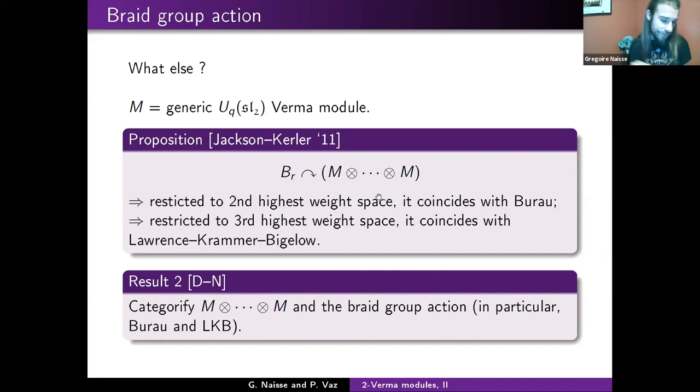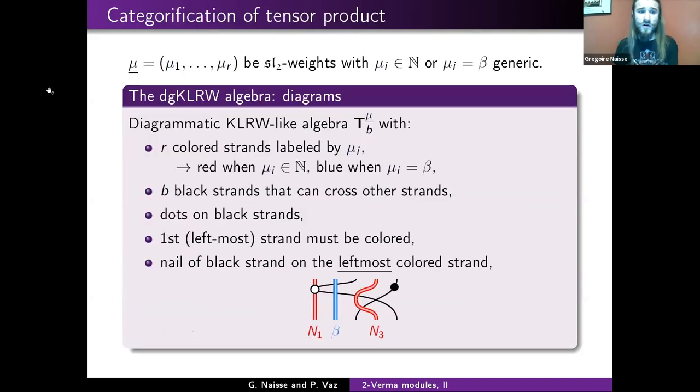And so now what I want to do is give you some explanation about how to do that more precisely. And so I want to explain to you, for a world premiere, how to do categorification of tensor products, but for all cases. So for this, we should first fix a string of highest weights, highest SL2 weights. So these are my mu i, and each one of them could be either dominant integral or generic. And so it means that I will categorify a tensor product, and each time mu i is dominant integral, the tensor factor is an integrable module, so a finite-dimensional irreducible SL2 module. And when it is generic, it's a copy of the generic Verma module.